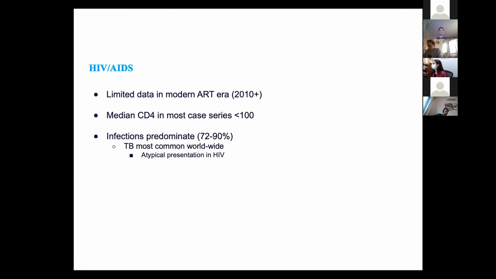TB can have a very atypical presentation in HIV. There's a lot of extrapulmonary TB, disseminated TB, especially when you get to low T cells, less than 50. And even pulmonary TB can present atypically in people with HIV, and the radiographic appearance of TB can vary really widely. You can actually have a normal chest X-ray and still have TB.